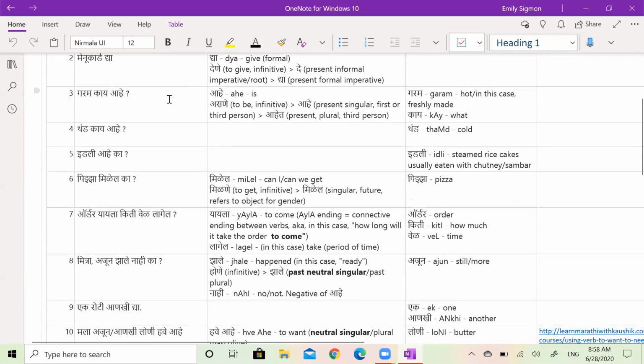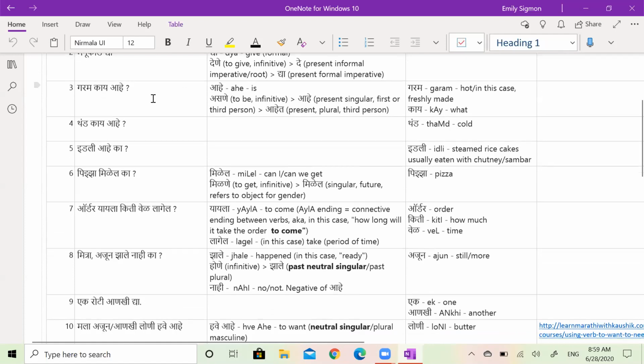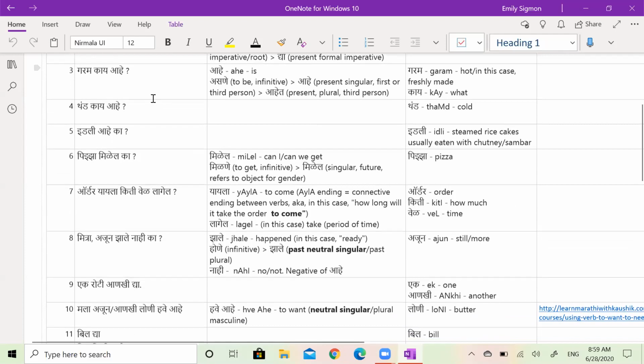Garam kai ahe. So, is there anything hot? What is hot? So, fresh or served hot? These kinds of questions are generally asked in a very small roadside hotel, where a few of the items will be ready and only those will get served, rather than big restaurants where you have a menu and then you order from the menu. Okay.